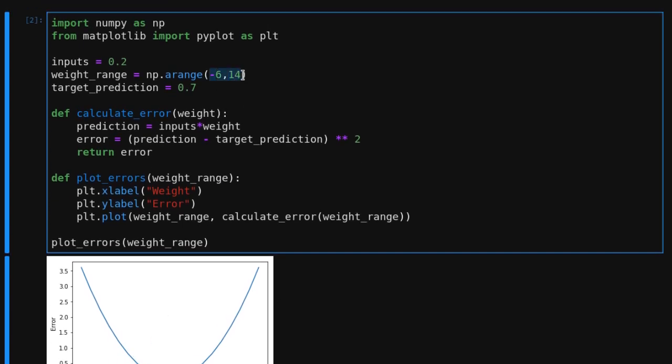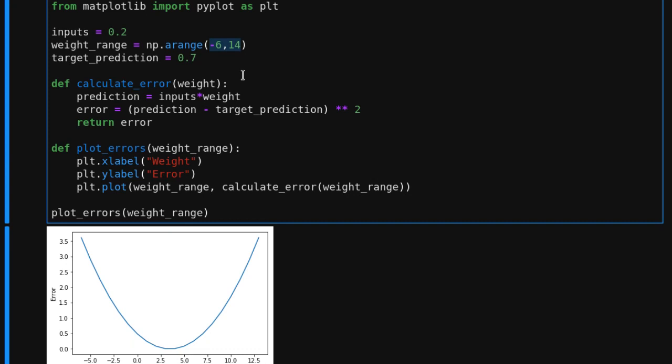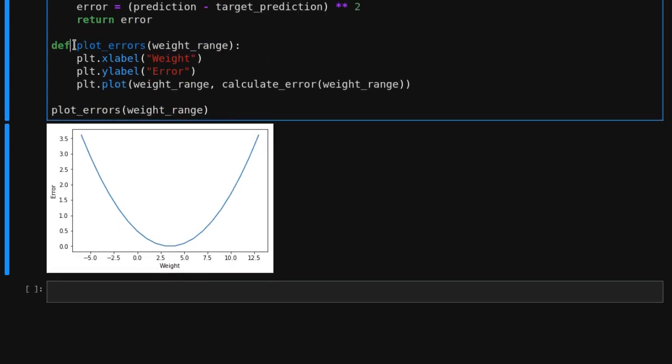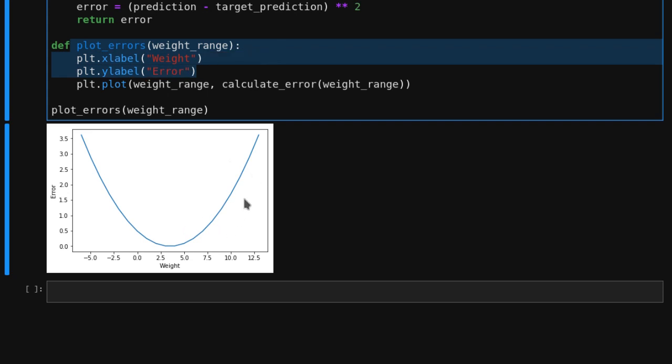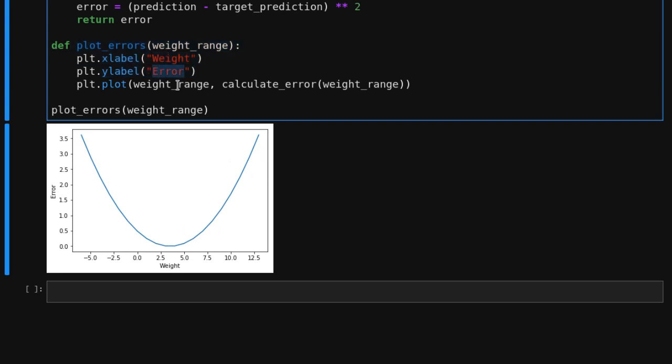What matters is that there's a bunch of weights that we are going to try out and calculate the error for each of them. So I have a function here, calculate error, and it does exactly what we did always. So it calculates the prediction, and uses our equation to calculate our error. And then I create a function that plots our weights and errors. I set labels for two axes, and then I pass it the range of the weights for the x-axis, and then for each corresponding y value, I calculate the error for each weight. So for example, at minus 5.0, the error is going to be around 3.5. And for each of these points, I calculate the error to draw the graph and see how it looks.